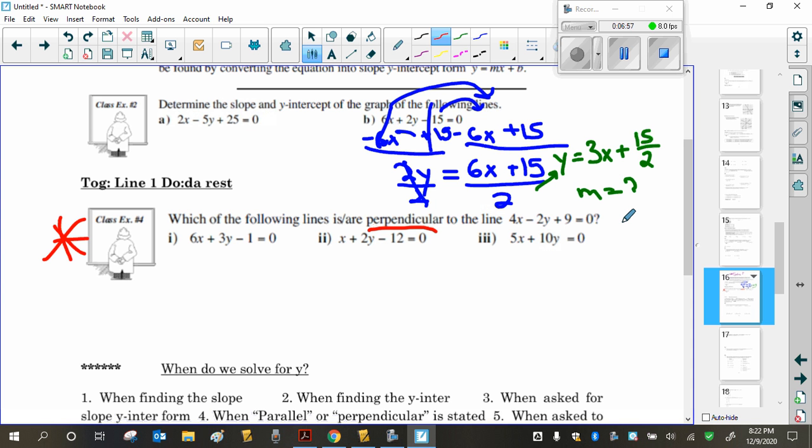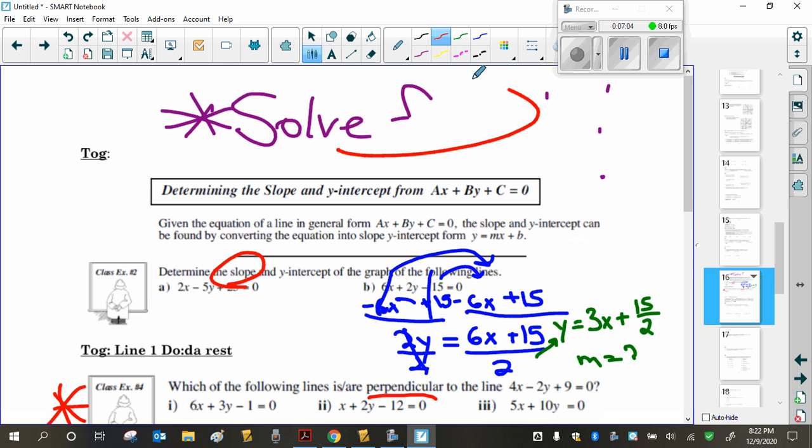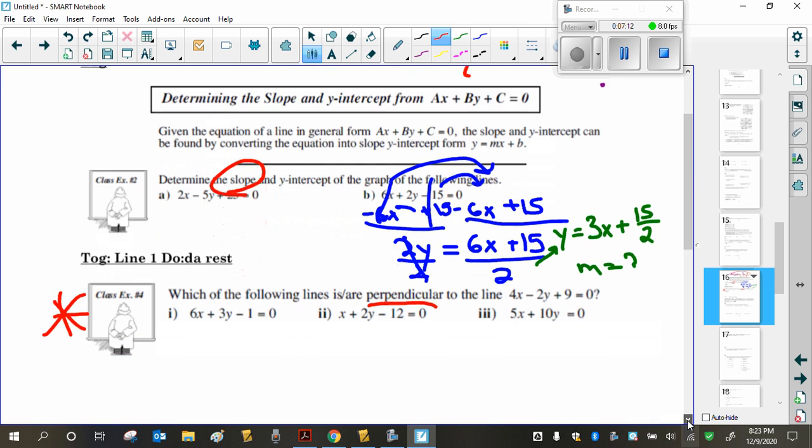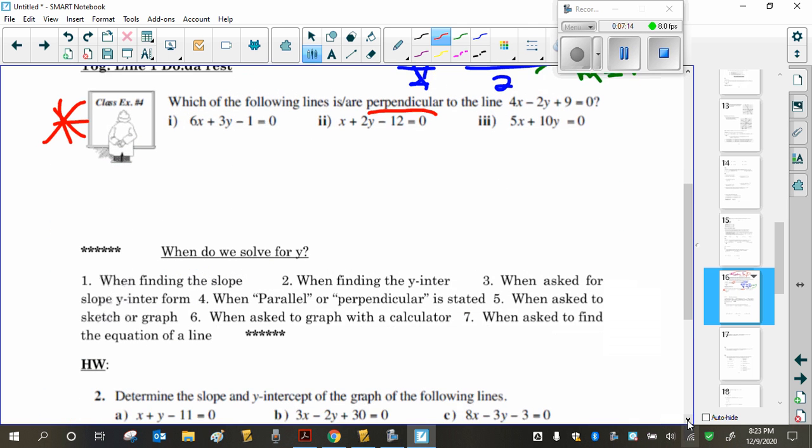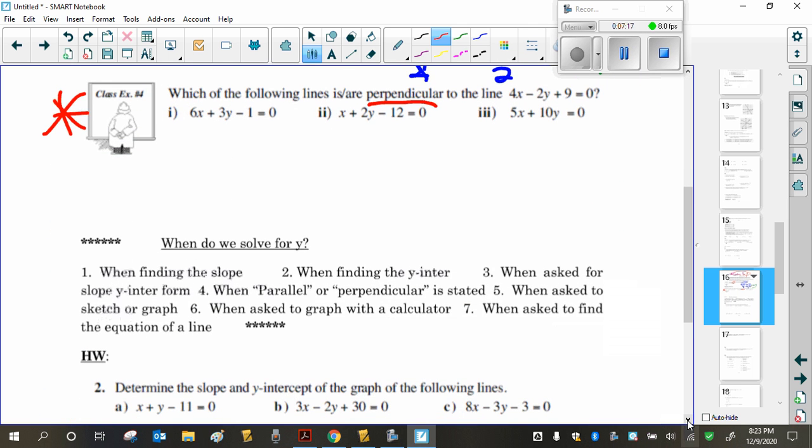Perpendicular means slope. If I'm finding slope and want to compare slopes, I am solving for y. Make sense? We have to do it 4 times. Solve for y. So I'm going to do the first one, and you do the other 3.